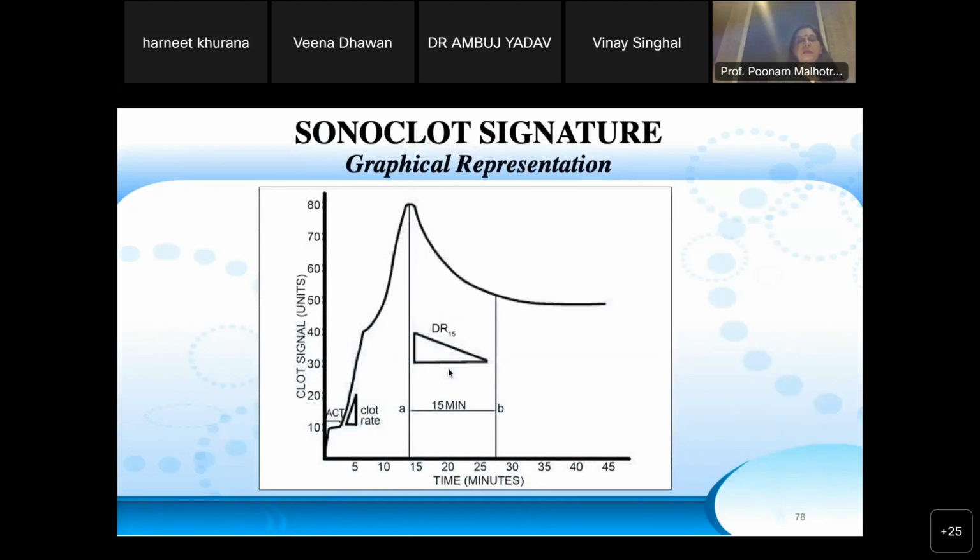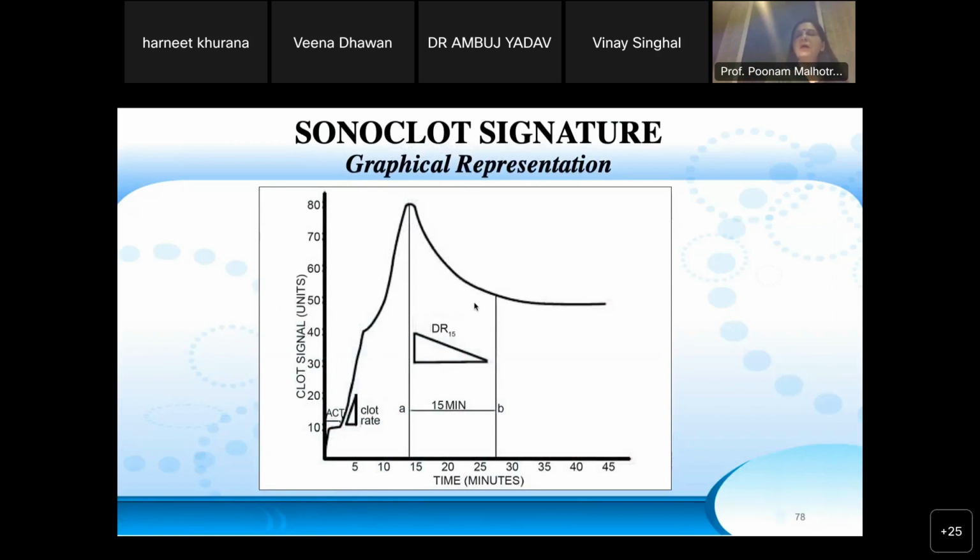This signature tells you a lot about the heparin. This is the signature on Sonoclot. Unlike the TEG, which has a small clotting time that Dr. Lakshmi was talking about, you have a small ACT, which is the clotting time. And then it starts peaking. This peaking is the platelet aggregating, so it is a measure of your platelet function. Then when the clot is formed, it starts retracting. The slope downwards is your retraction. All of this happens in 15 minutes.